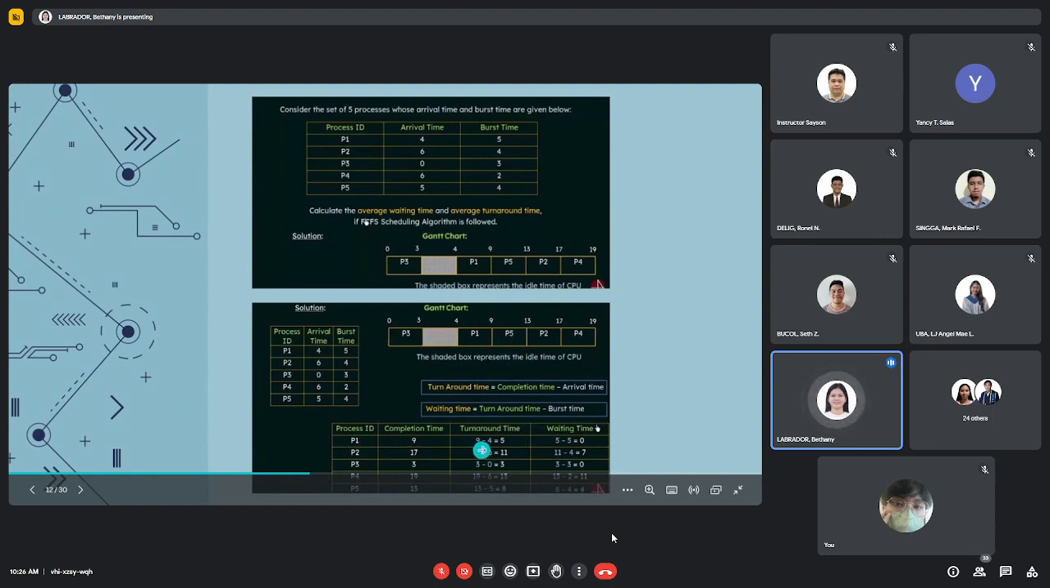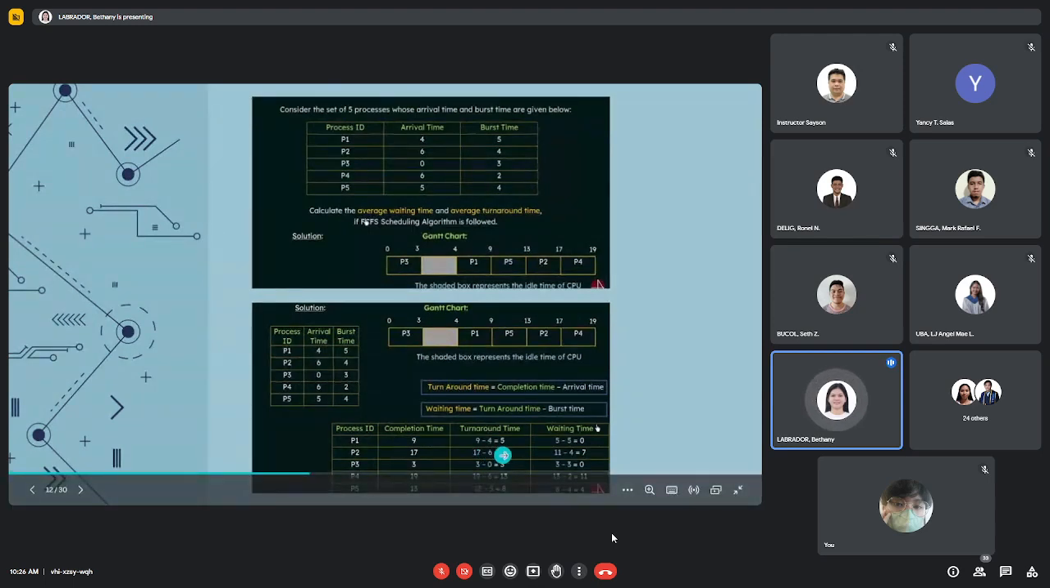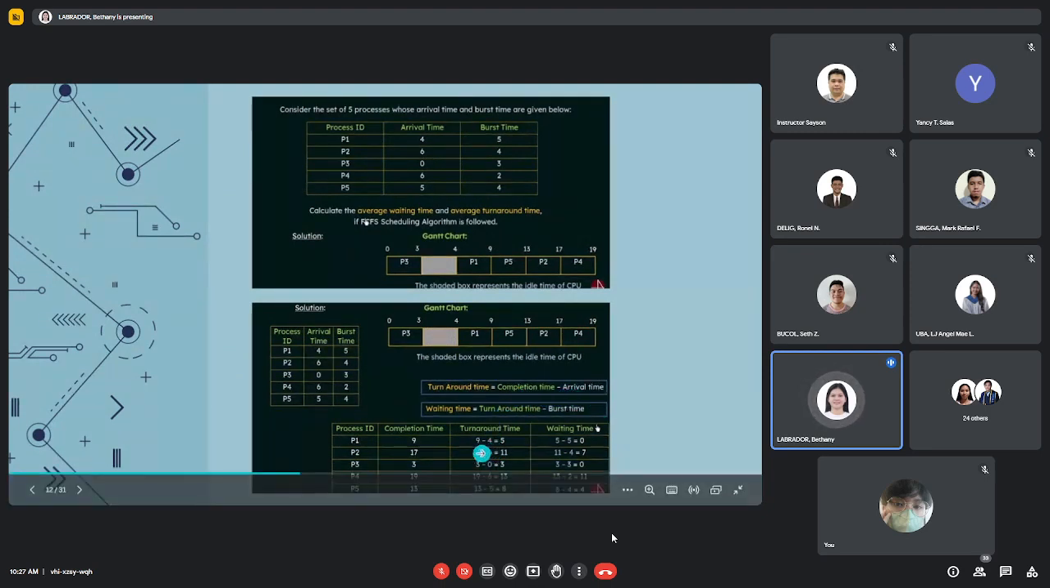Then next, we have to calculate the turnaround time. To get the turnaround time, look at your formula: completion time minus the arrival time. So what is the completion time of P1? It is 9, then minus the arrival time. The arrival time of P1 is 4. So 9 minus 4 is equal to 5.